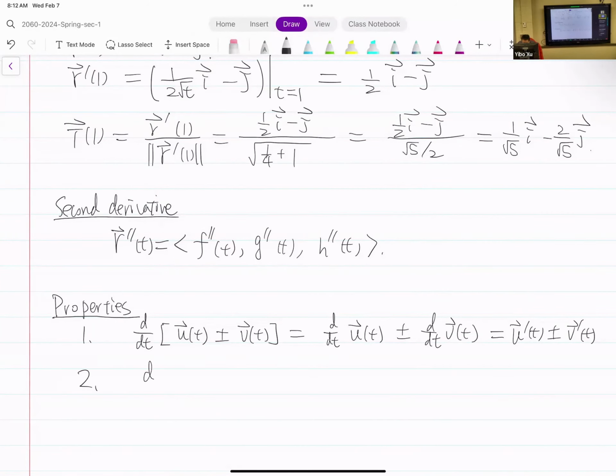And then if you have a scalar multiplication, let's say a constant c multiplied to the vector function u, you can expect that you can drag this constant out. So this is going to be c times the derivative of u, which is u prime. Okay.